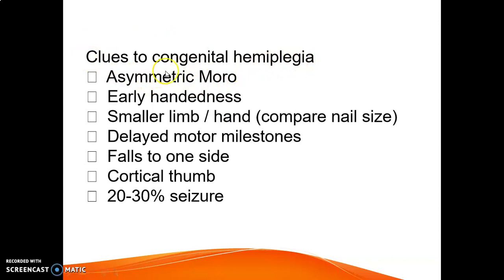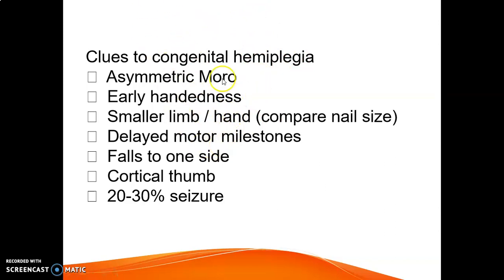Some of the clues, because congenital hemiplegia is very difficult to identify, because the neonate is congenital when born. Normally, much of the body functions are not there. Most of the functions are what we call reflex functions. So identifying which side is affected is difficult.